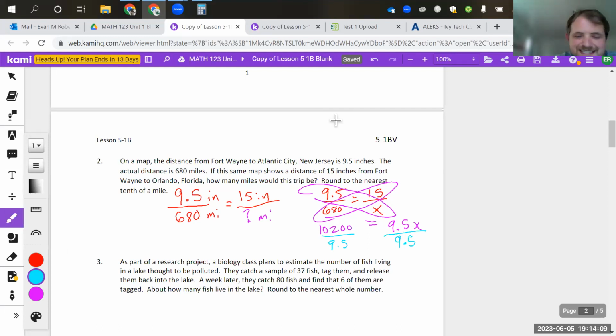Giving me 1,073, and it asks me to go to the 10th place. So the first decimal, so 0.7. So final answer should be 1,073.7 miles. That was my x value. So again, that's how many miles it is from Fort Wayne to Orlando based on this little scenario right here.